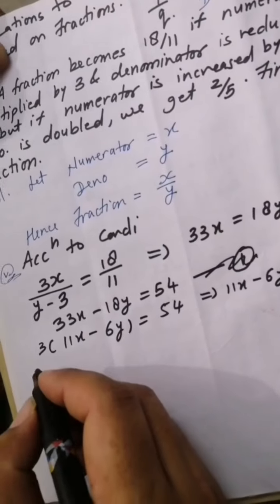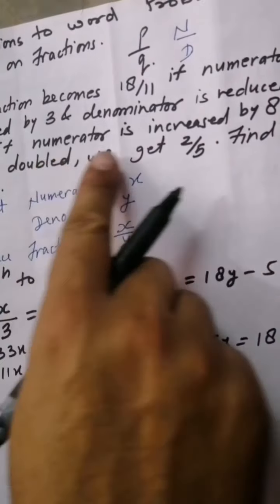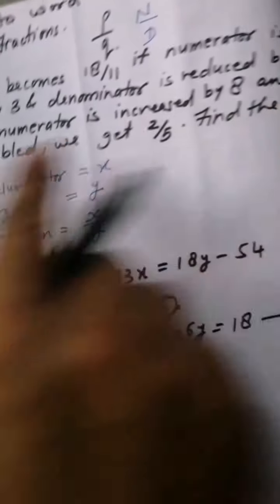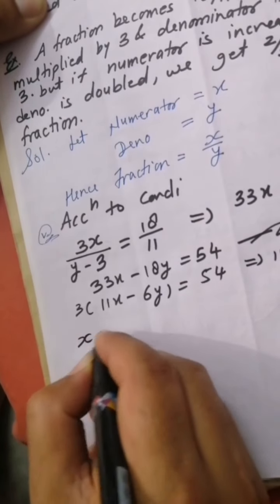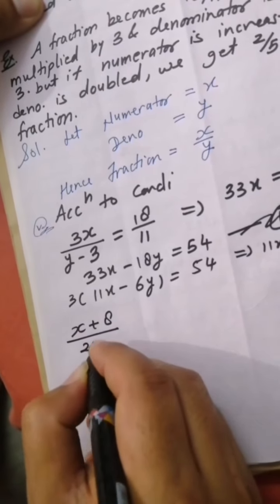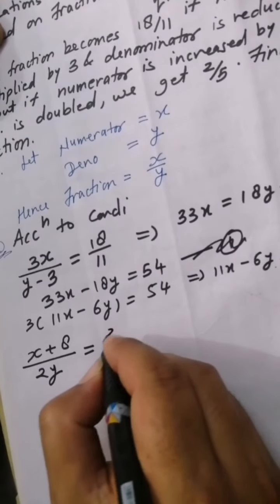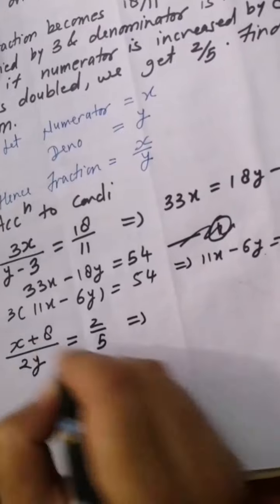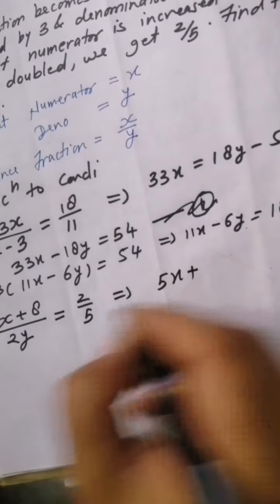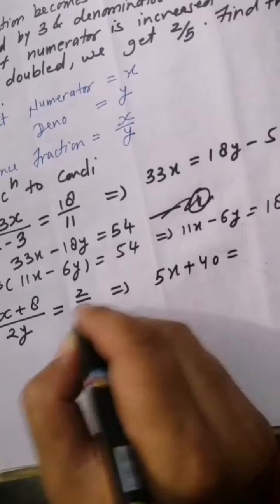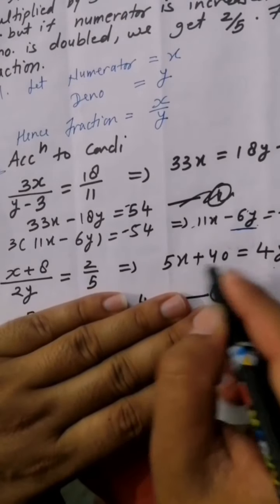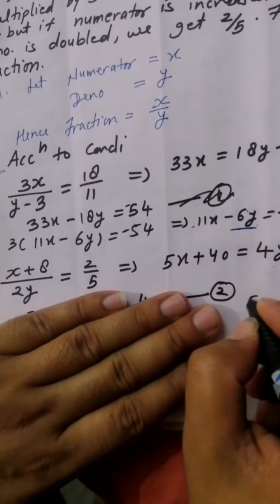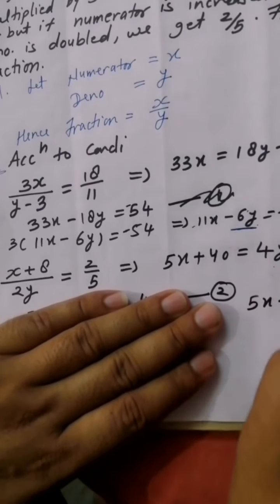Now according to the second condition, if the numerator is increased by 8 and the denominator is doubled, it means x plus 8 upon 2y, as the denominator is doubled, equals 2 upon 5. Now again on cross multiplying, it will be 5x plus 5 times 8 is 40 equals 2 times 2 is 4y. Here equation 2 will become 5x plus 40 equals 4y. It will be 5x minus 4y equals minus 40.